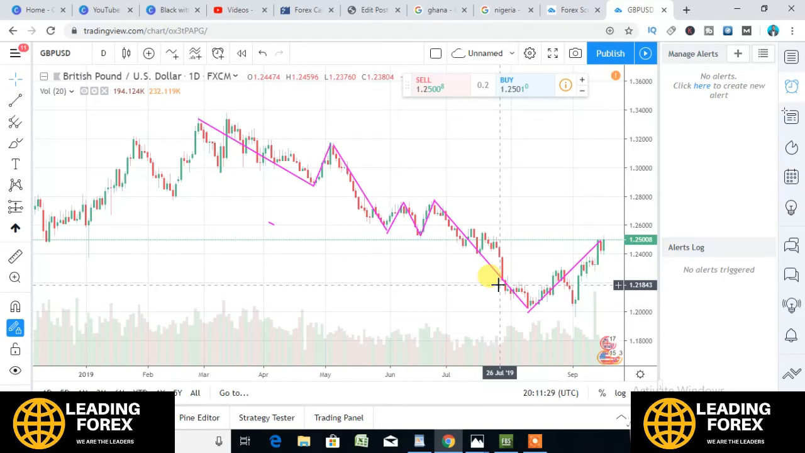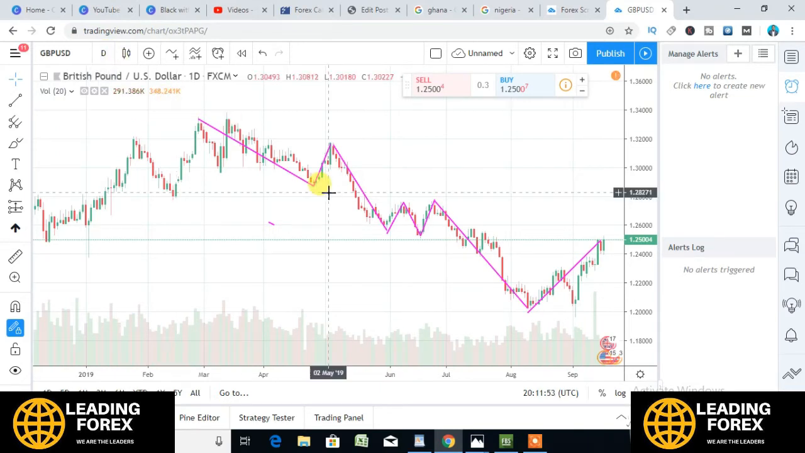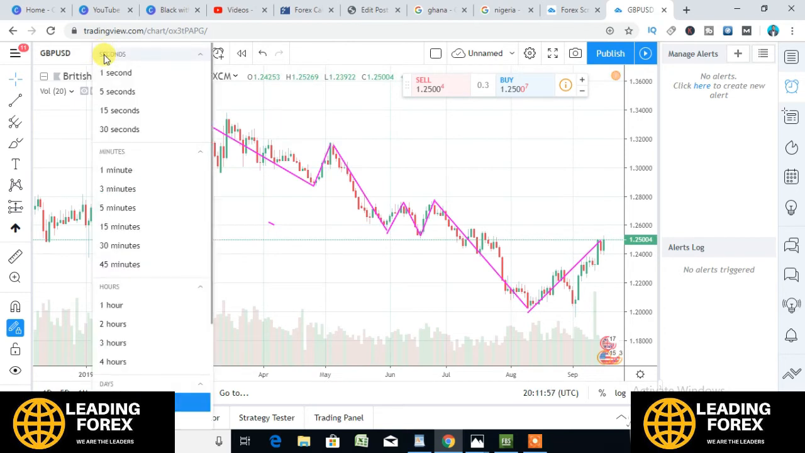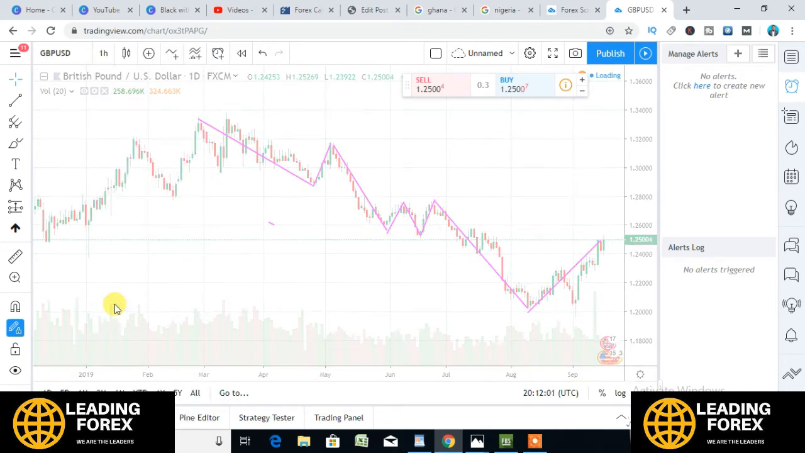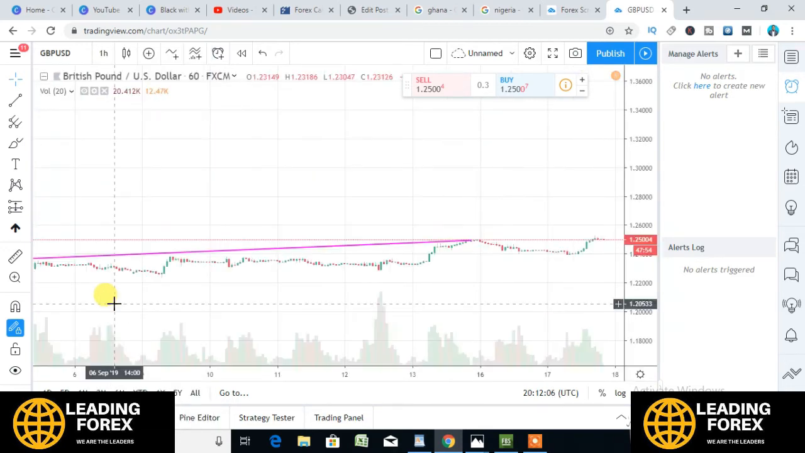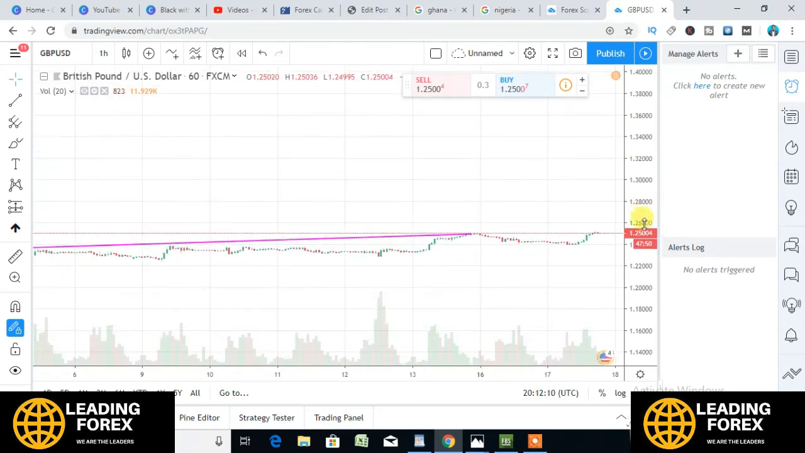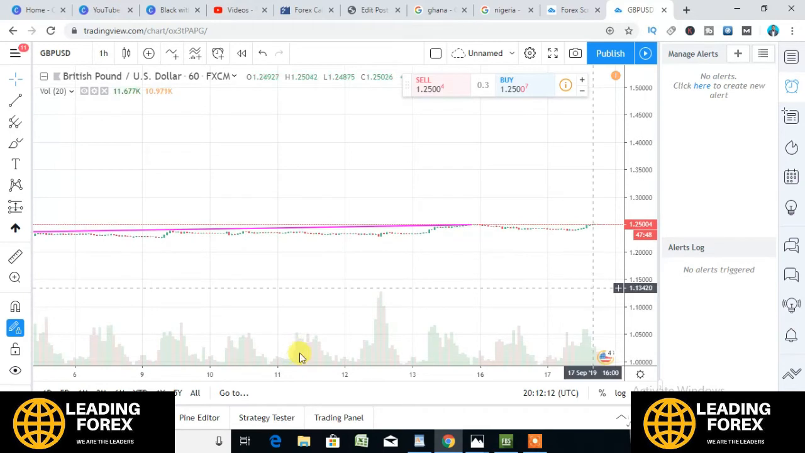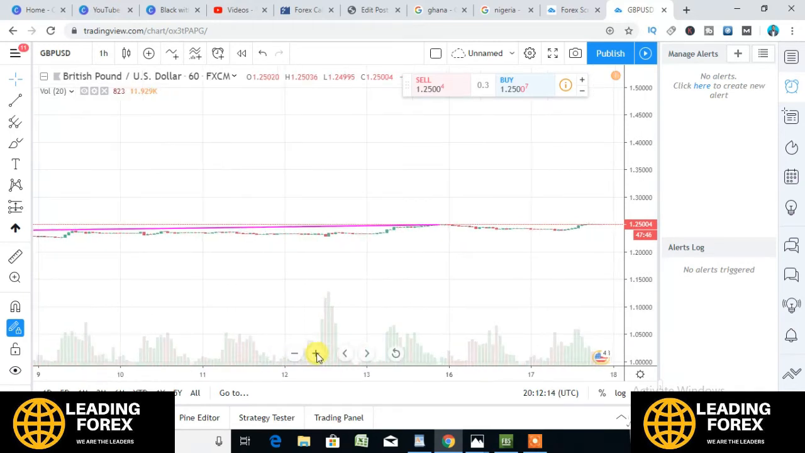Now, I want us to switch the time frame from daily time frame to maybe a 1 hour time frame and see if this trend line will still be the same. So let's see. From daily time frame to 1 hour time frame. Let's see how it comes. This is on the 1 hour time frame. Let me zoom and then we'll see what it is like.